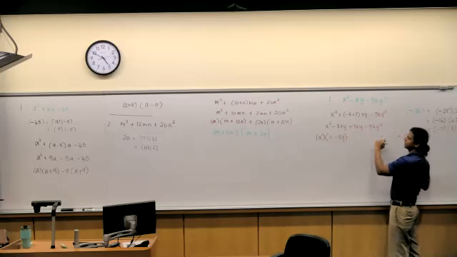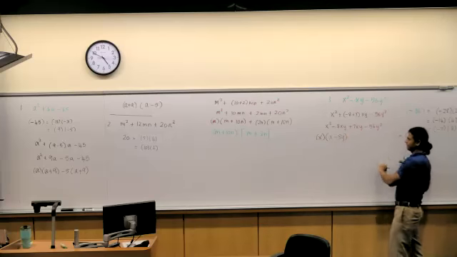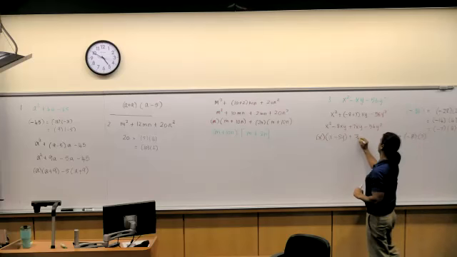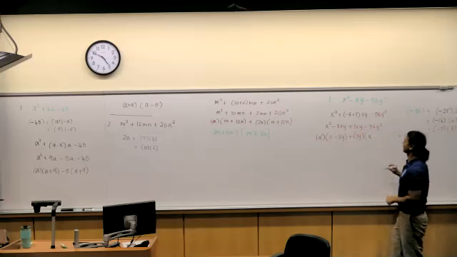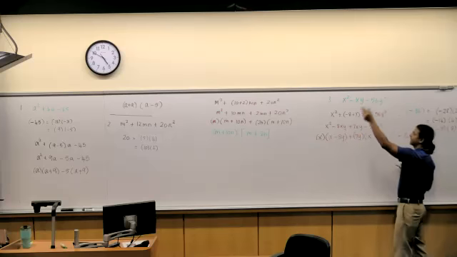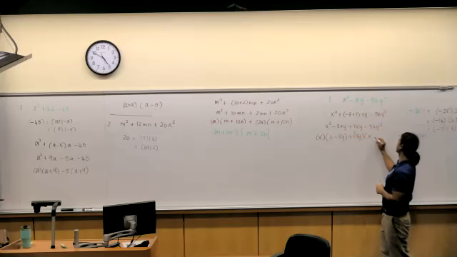What do we have in common in the next two terms? 7y. If 7y comes out of 7xy, I would have x. If 7y comes out of 56y squared, I would have minus 8y.